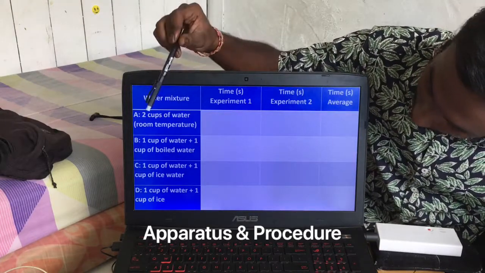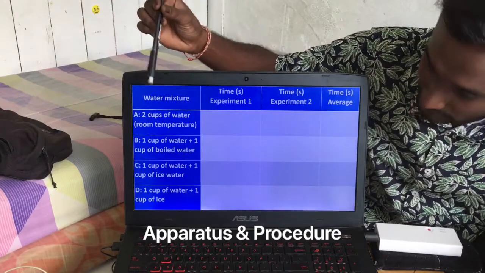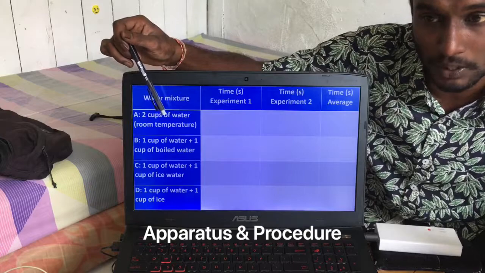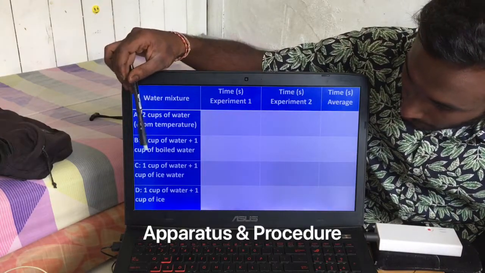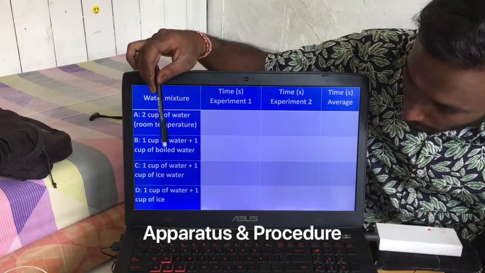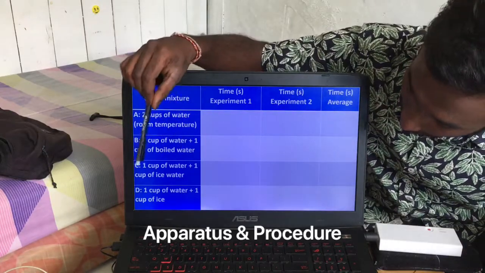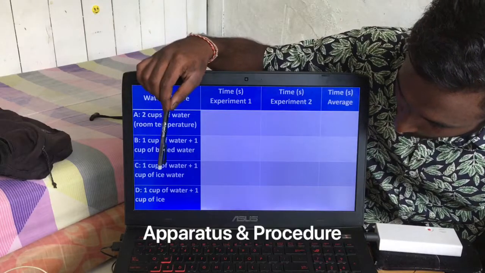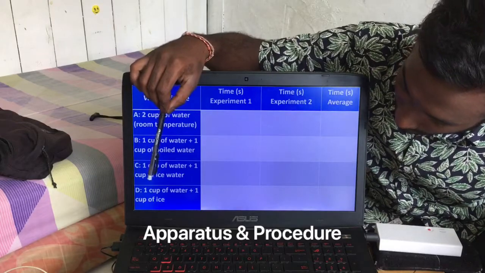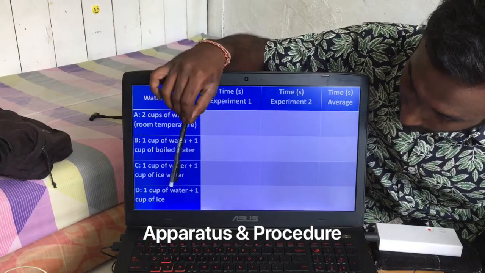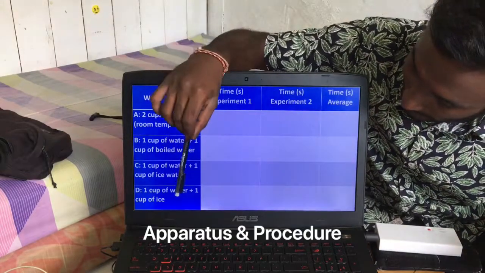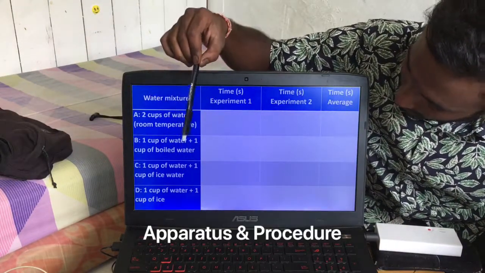There are four types of water mixtures. For the first one, A, we're using 2 cups of room temperature water. For the second one, B, we will be using 1 cup of water plus 1 cup of boiled water. For C, we'll be using 1 cup of water plus 1 cup of ice water. And the last one, we're using 1 cup of water and 1 cup of just ice. So there are four different types of mixtures.